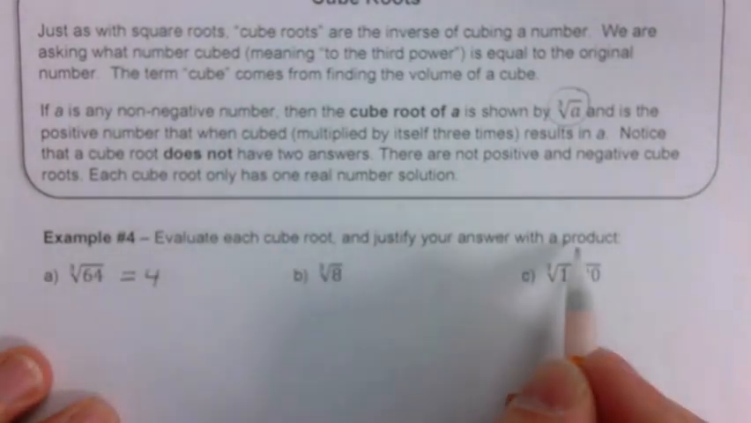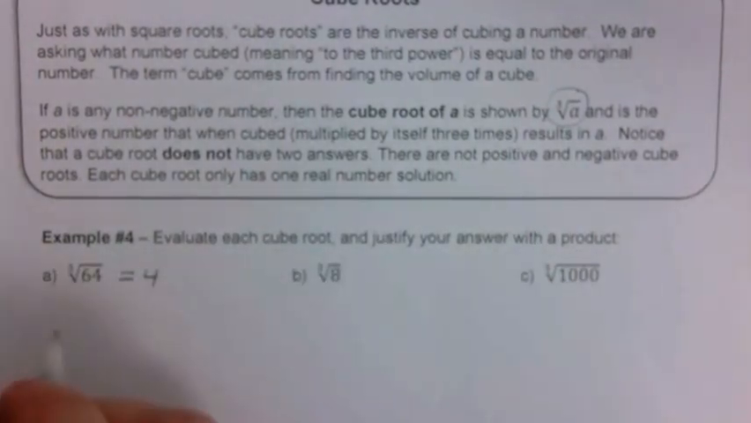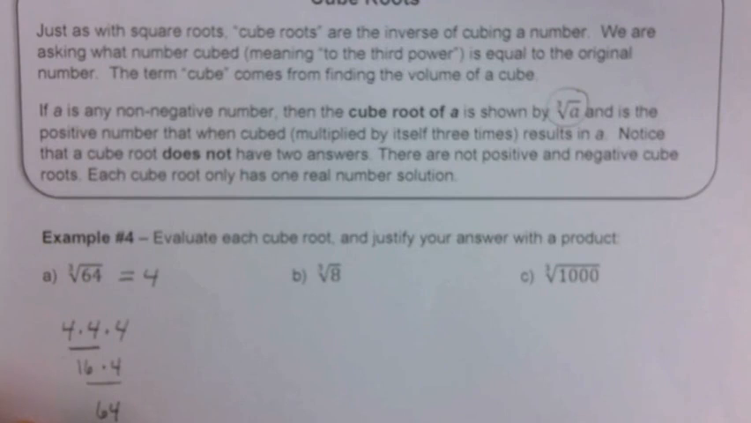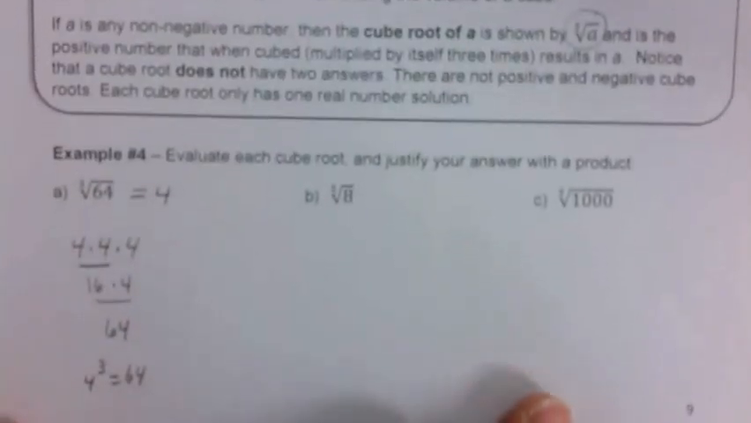Justify your answer with a product. Well, that means that 4 times 4 times 4, the number itself multiplied 3 times, is equal to 64. 4 times 4 is 16, and 16 times 4 is 64. So 4 cubed is equal to 64.